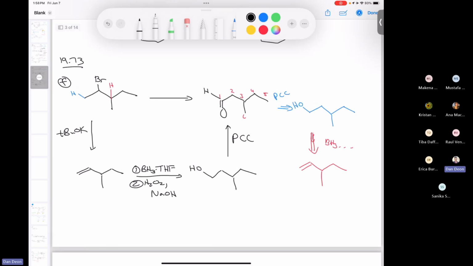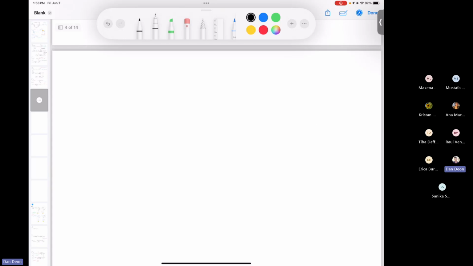Give me a thumbs up if you think you could solve that one. Or stop me. Are there any questions about that one? I feel like that's a good question. Reasonable, kind of gets into your Zaitsev and your Hofmann and all that stuff, anti-Markovnikov. There's nothing really new in this one, but it is a cool question. All right, I think there's two more. I can't remember if I finished them or not. I guess I did.